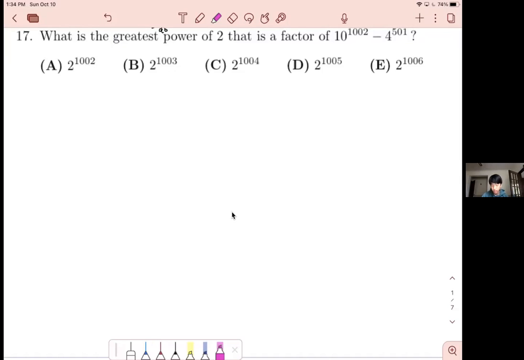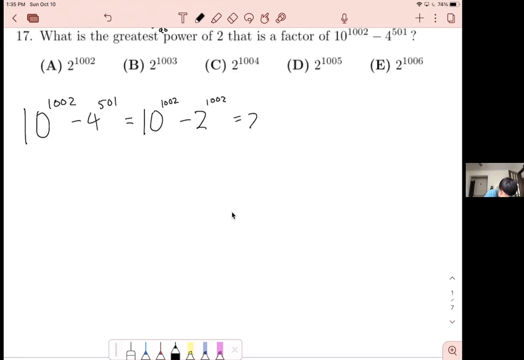Okay, problem 17. What is the greatest power of 2 that is a factor of 10^1002 minus 4^501? So the very first thing you want to do is factor this a little bit. You take 10^1002 minus 4^501, and then you notice since 4 equals 2 squared, this will be equal to 10^1002 minus 2^1002, which then equals 2^1002 times (5^1002 minus 1).